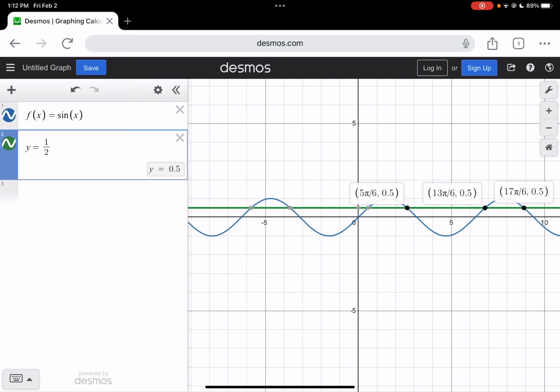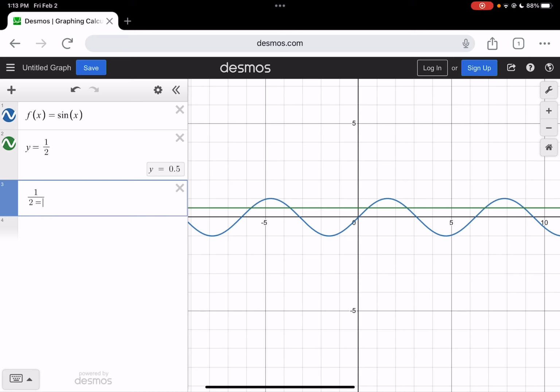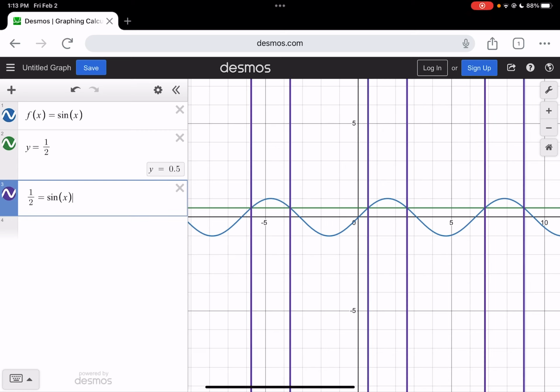at many spots. So what this is saying is if you had to solve the equation 1/2 equals sine of x, there are infinitely many solutions. This equation doesn't give you one single x value. Which means if you try and find x given a y, when your function is sine of x, you cannot get a single specified x value. You're going to get infinitely many.